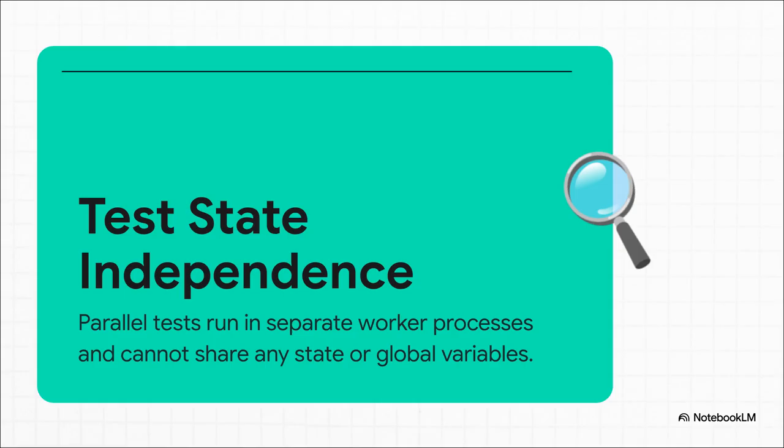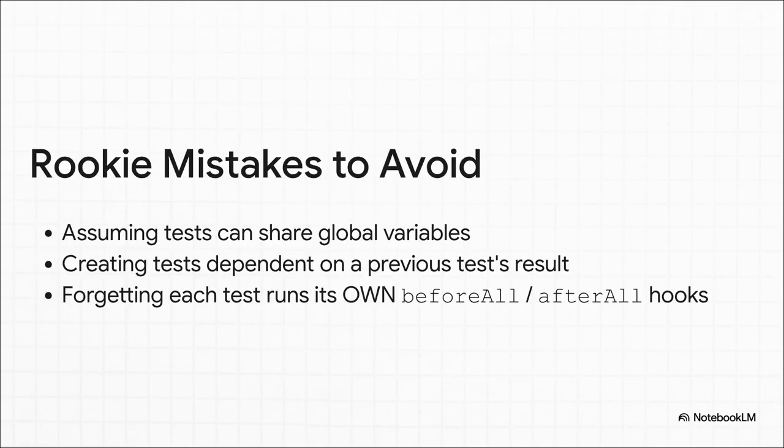When these tests run in parallel, each one is in its own little isolated bubble, its own worker process. Think of them as running in completely separate, soundproof rooms. They can't pass notes, they can't share data, and one test absolutely cannot rely on something another test did. Every single test has to be 100% self-sufficient from start to finish. And this is where everyone trips up. This is the rookie mistake I see all the time. Someone will try to create a user in test 1 and then use that same user in test 2. In parallel mode, no way. That will fail every single time.